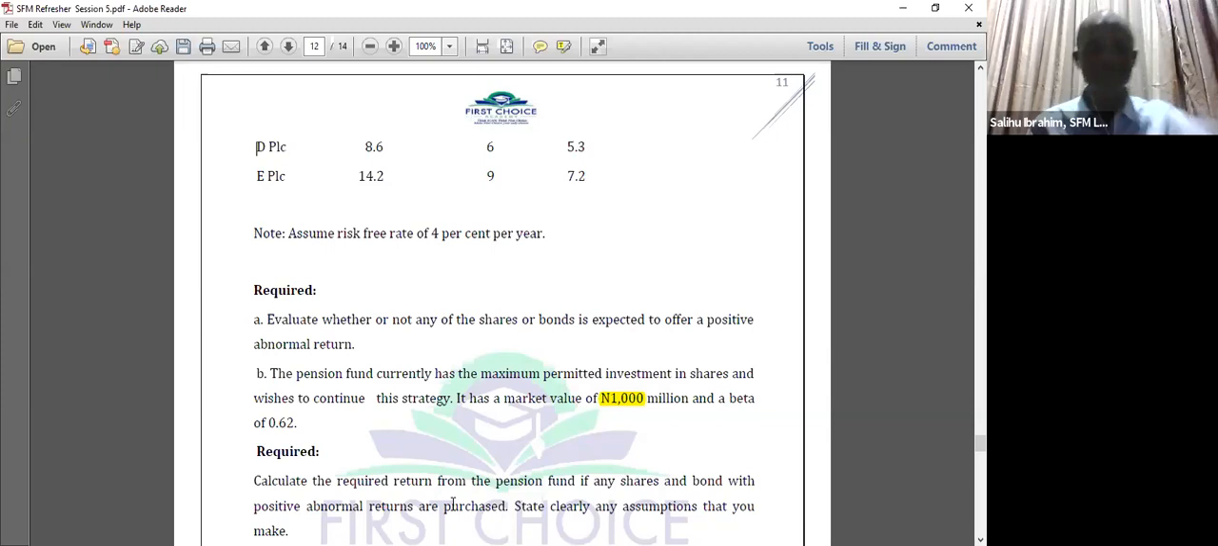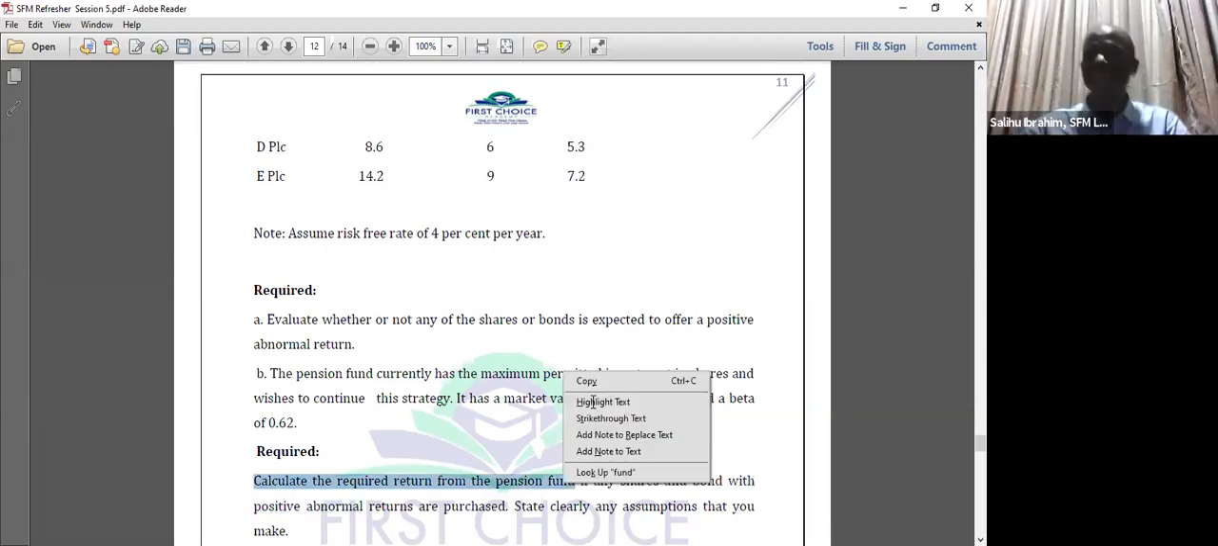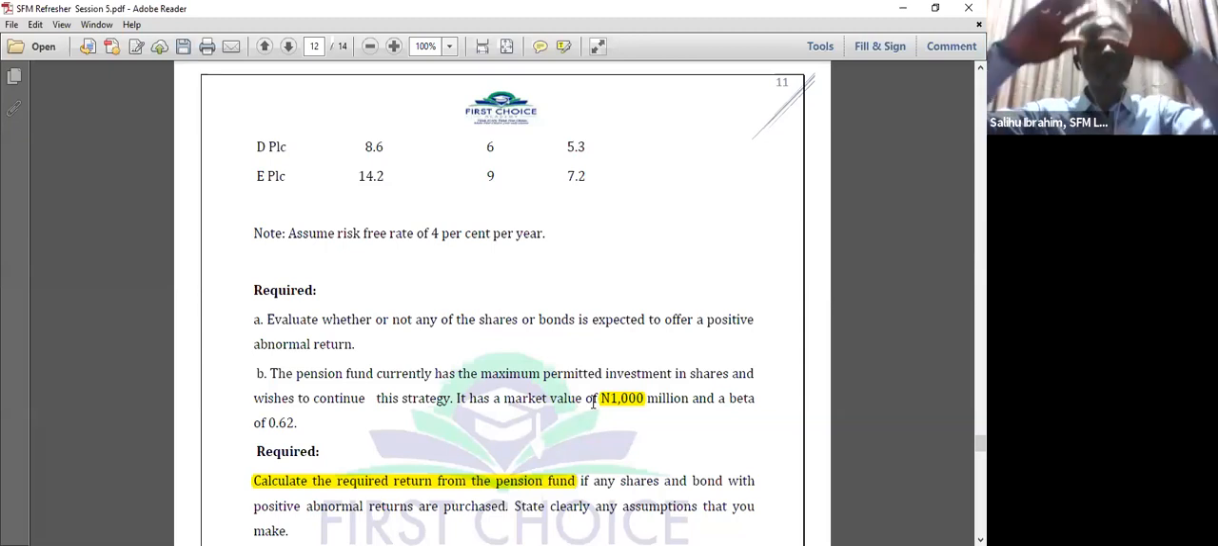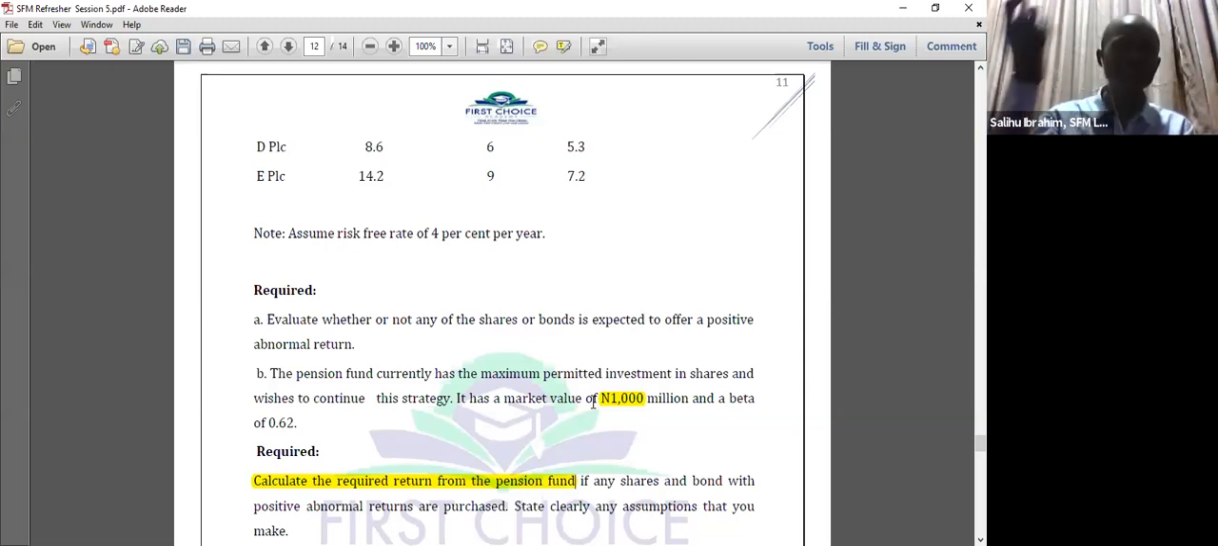Now, look at this. Calculate the required return for the pension fund. That is the required return on the portfolio of the pension fund. And you know how to compute your required return. Now, we are no longer dealing with required return on an investment. We are dealing with required return on the portfolio as a whole. So I need the beta of the portfolio. Do you understand? I need the beta of the portfolio.